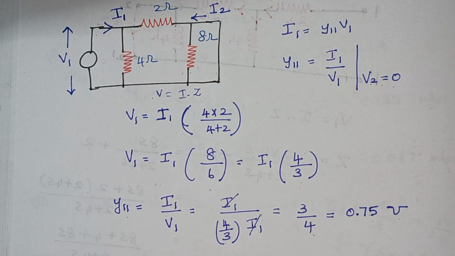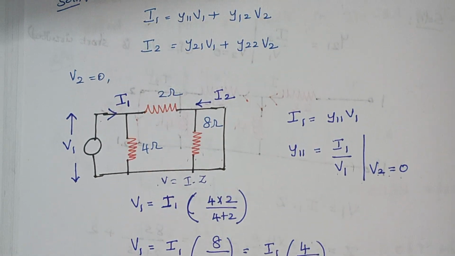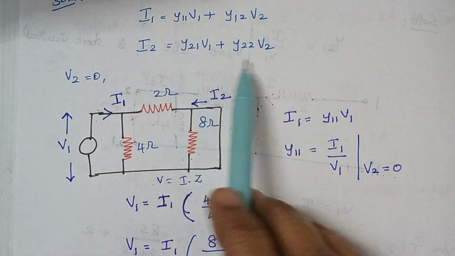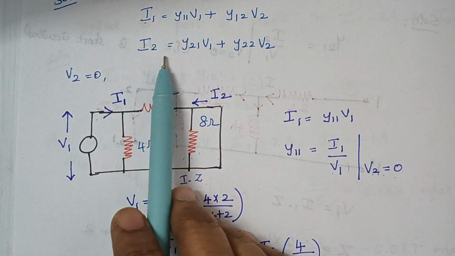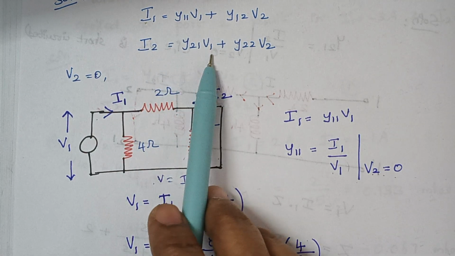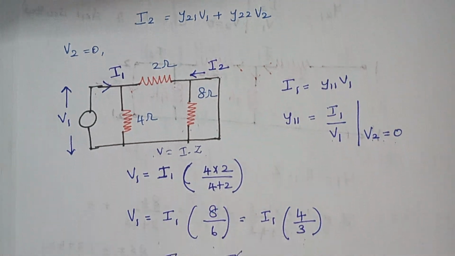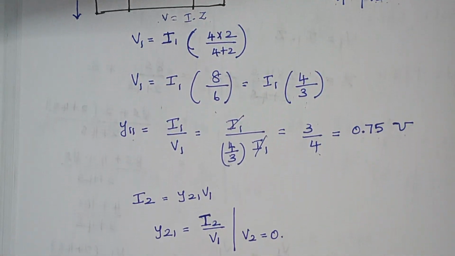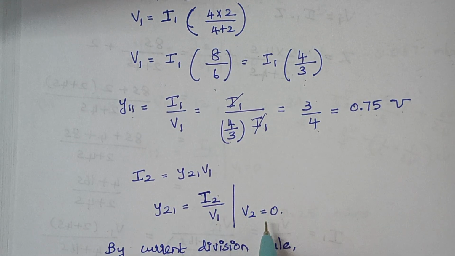Now we are going to calculate Y21. Again when you look at this base equation, you see here V2 is made 0. So we will be having I2 is equal to Y21 V1. From this we can easily calculate Y21. So Y21 is given by I2 by V1, provided V2 is made equal to 0.